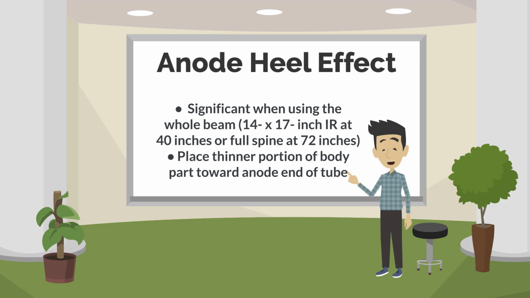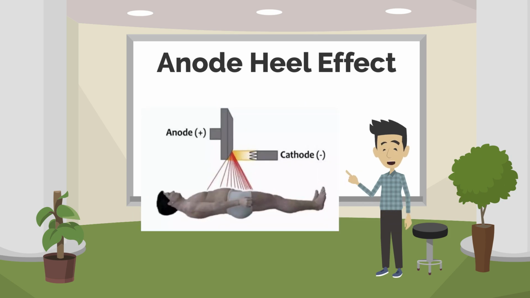To mitigate this unevenness, place the patient's thinner portion of body part toward the anode end. If the anode heel effect is not used correctly, the result will be that the thinner portions of the anatomy appear too dark on the IR and the thicker portions will be too light.